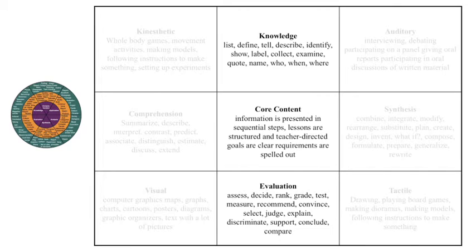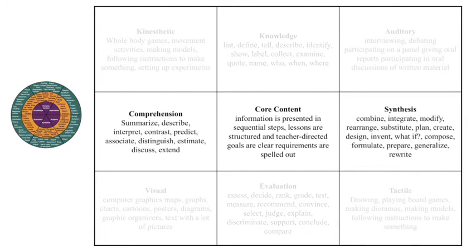Another approach is taking the horizontal across, looking at the same core content, but this way we're looking at things like comprehension and synthesis, where students may have to summarize or interpret, compare and contrast. And then when we look at synthesis, they might have to prepare, generalize, or rewrite a certain topic or re-explain it in their own way.